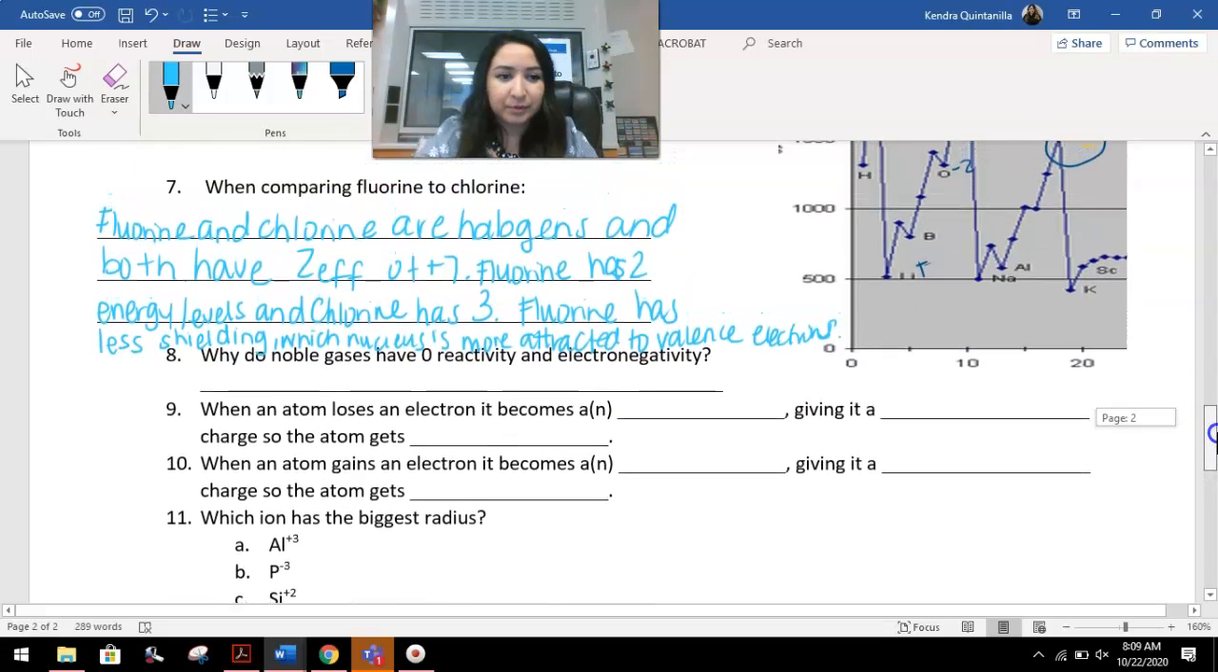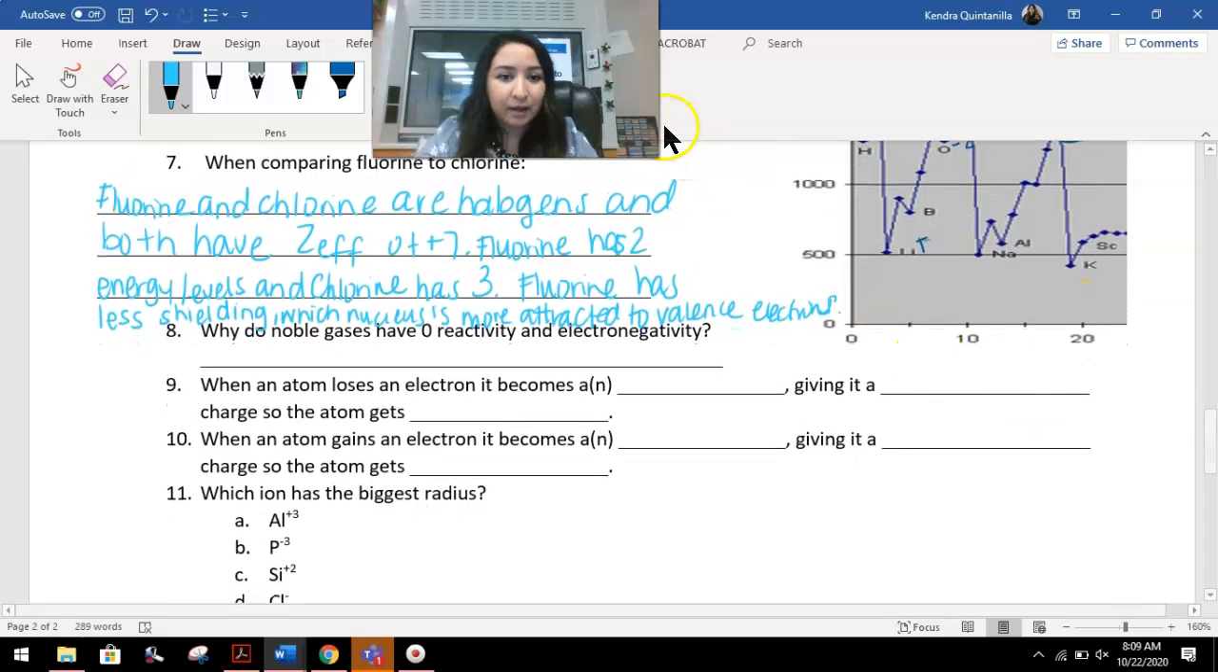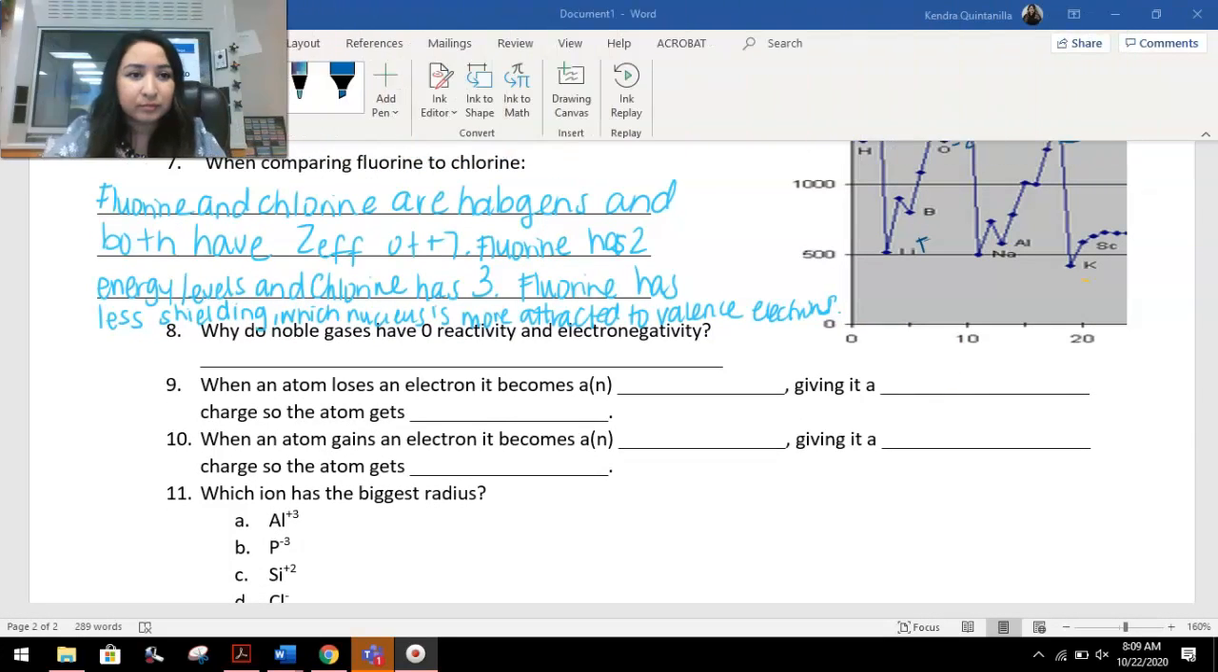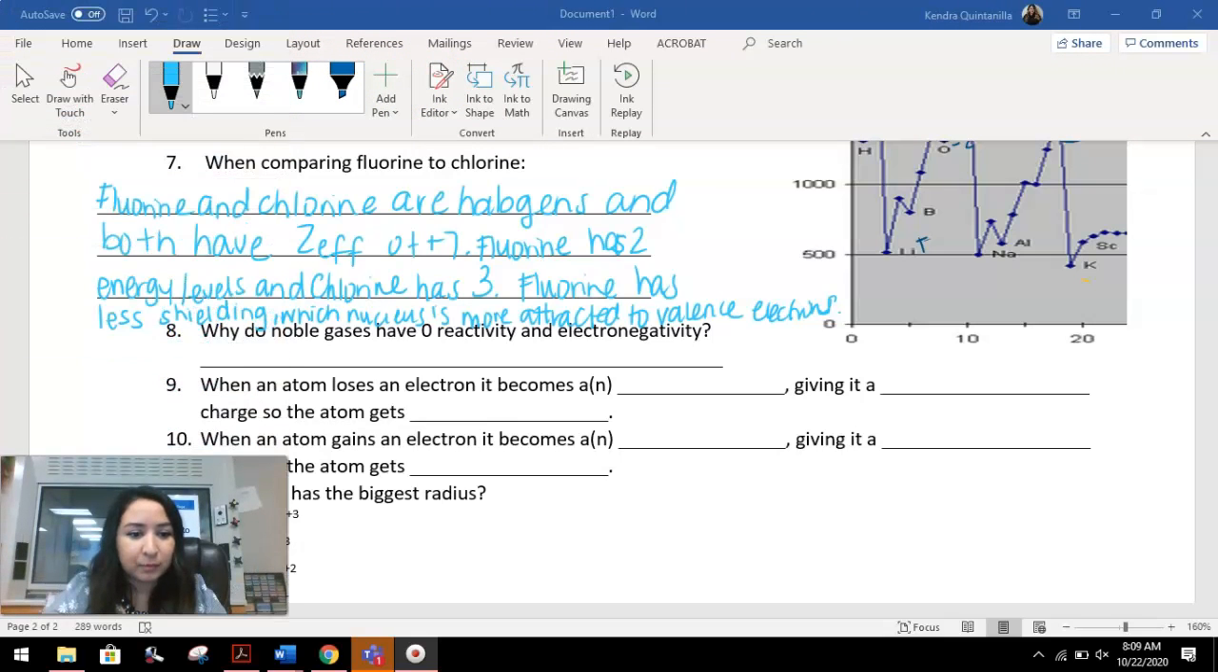Let's look at question number 8. Why do they have 0 reactivity or electronegativity? Sorry, I'll put me here at the bottom. I think that's better.